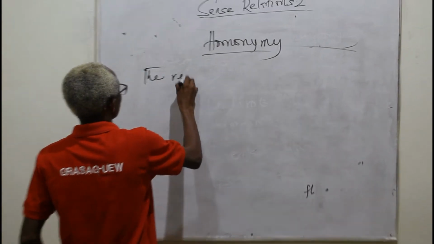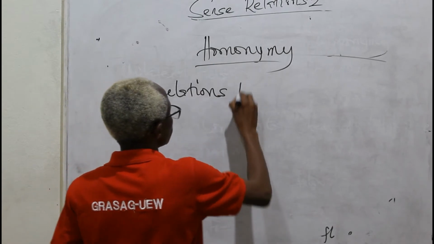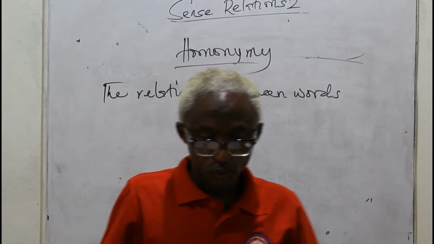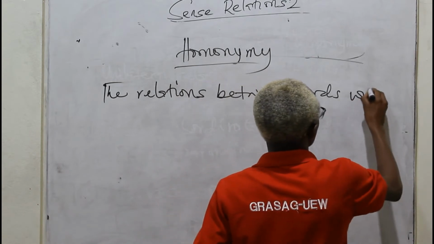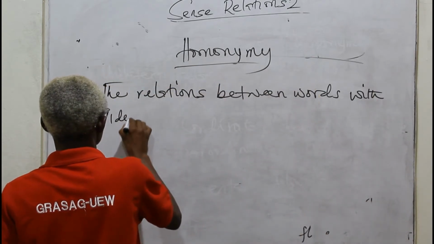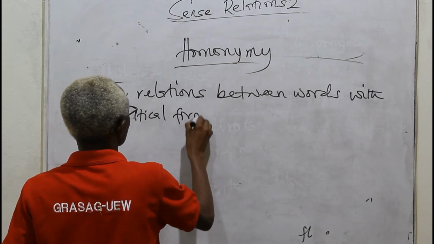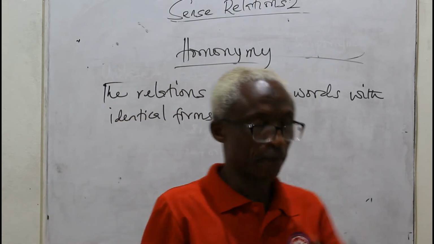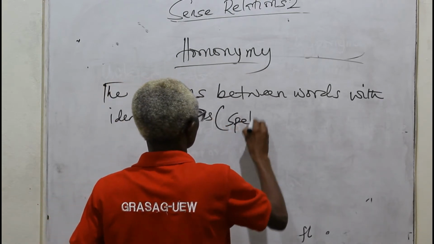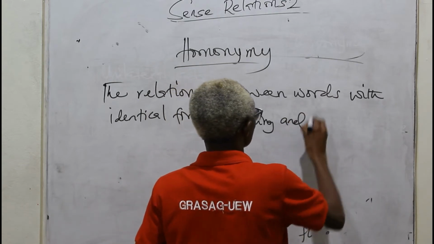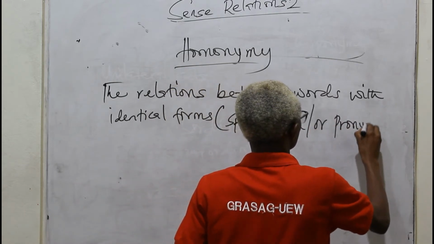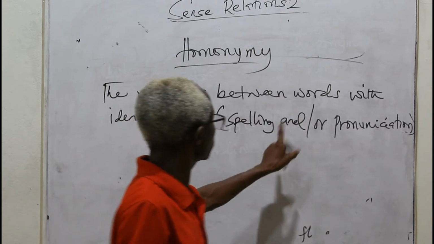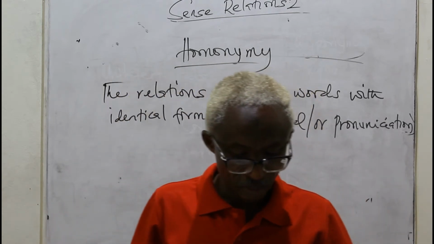The relations between words with identical forms, that is spellings and or pronunciation. That is spelling and or pronunciation, but different meanings.